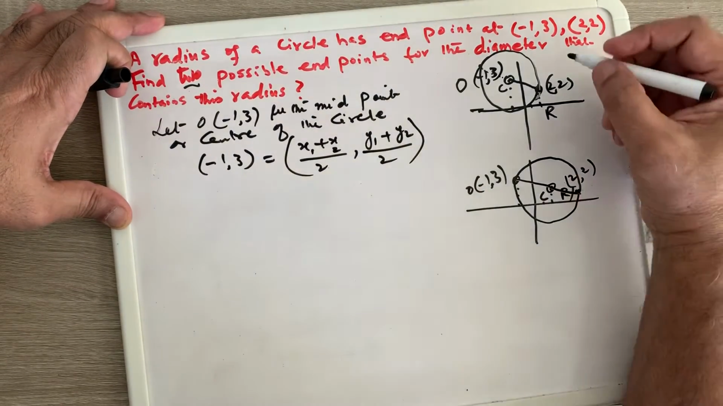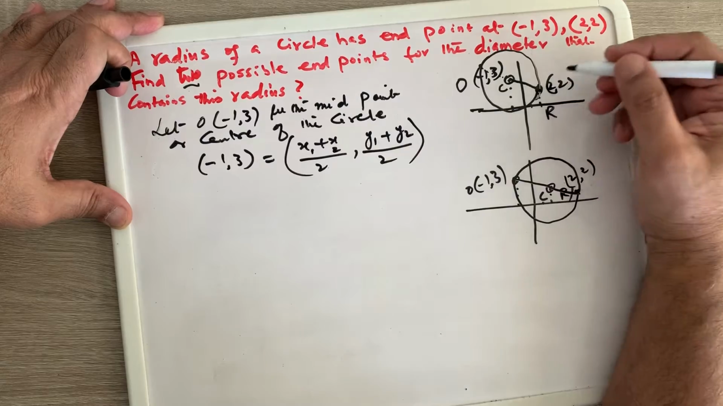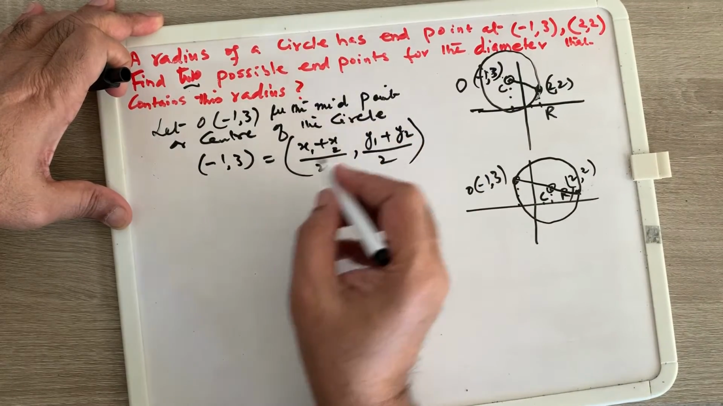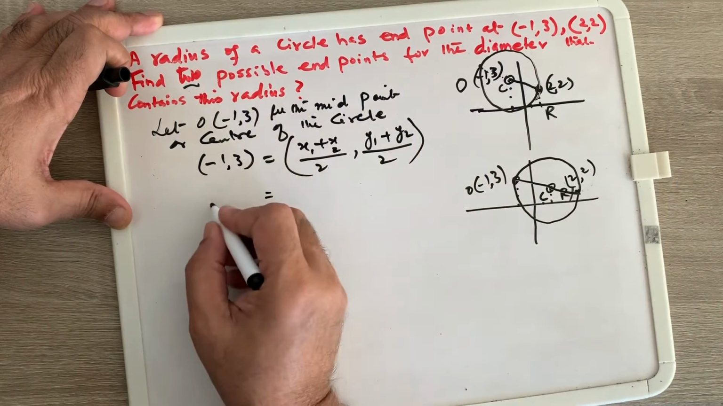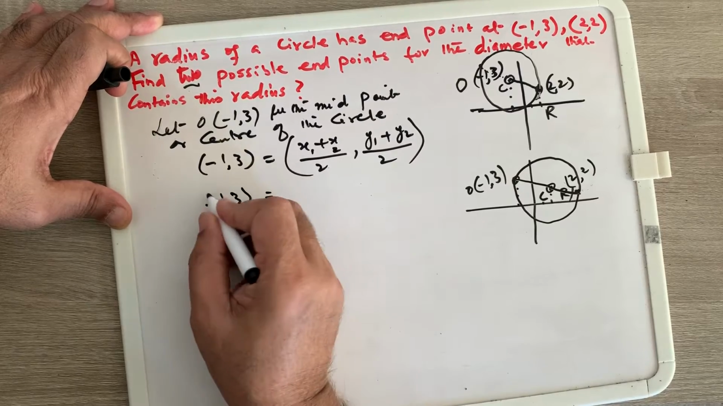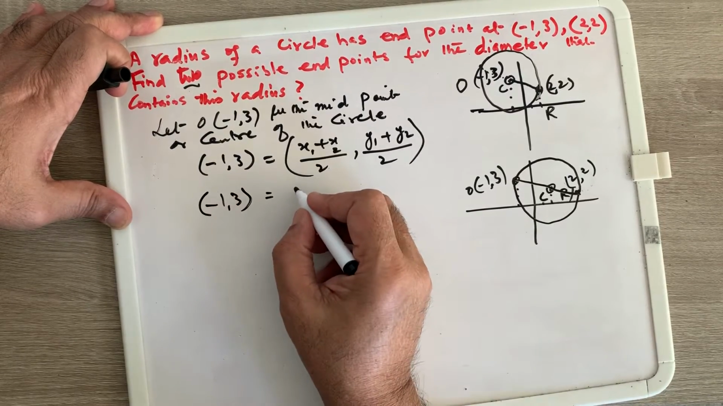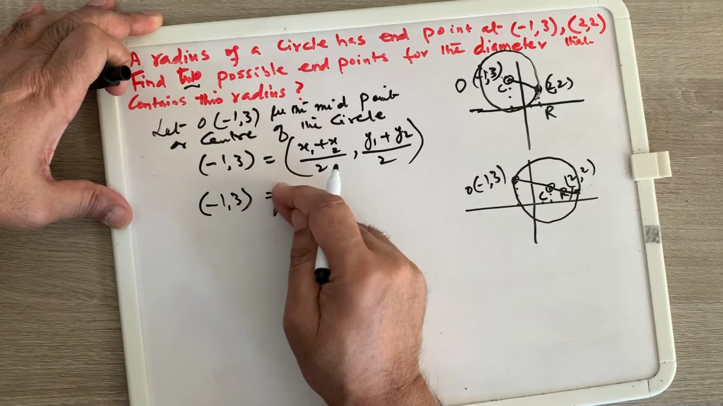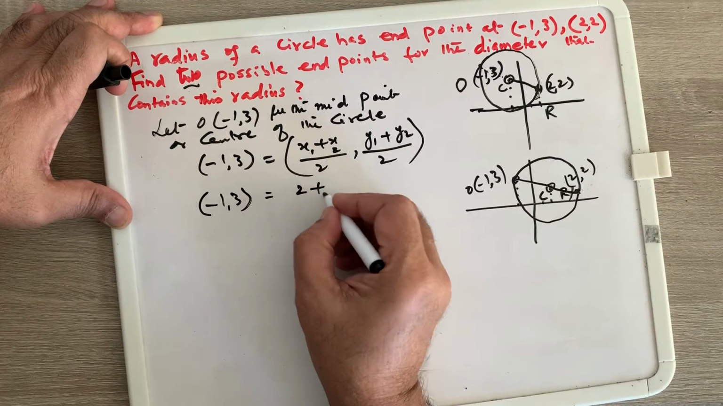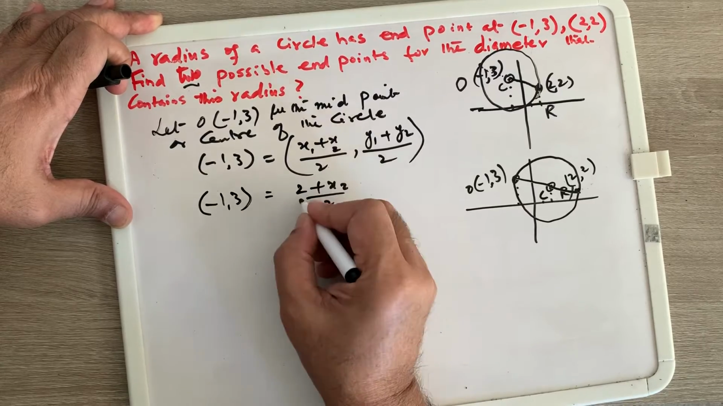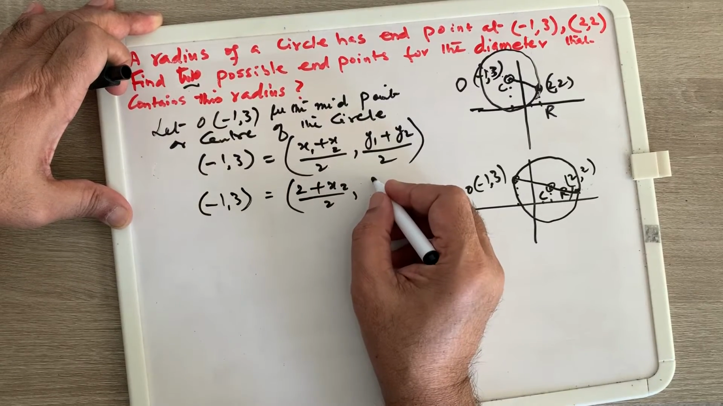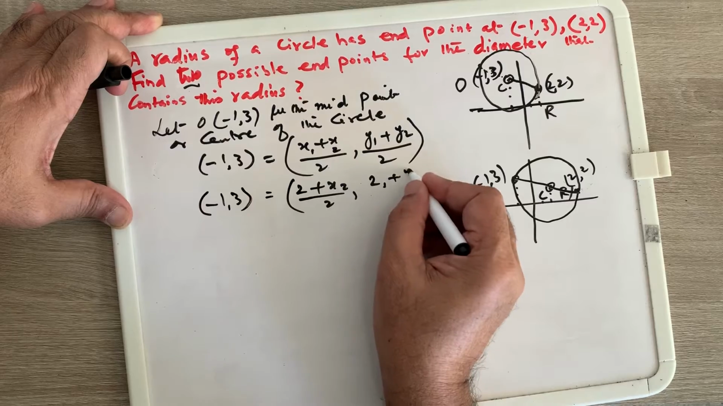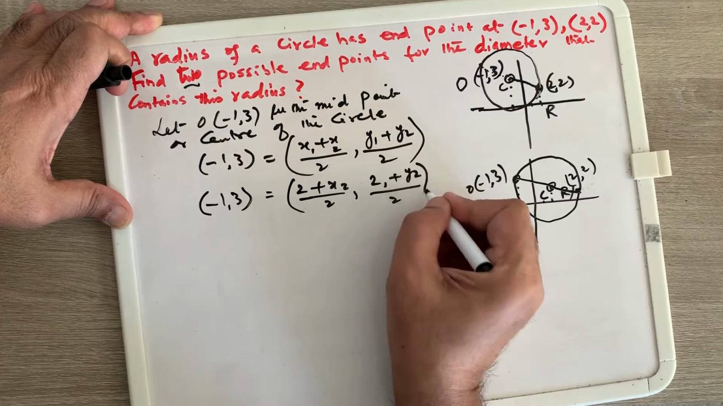Now I know one point, which is (2, 2). So I have to replace x1 and y1 with 2 and 2, and then equate it to the respective x coordinate and y coordinate. So my x1 is 2, so I will put (2 plus x2) divided by 2, comma, y1 is again 2, (2 plus y2) divided by 2, and then I will solve this.